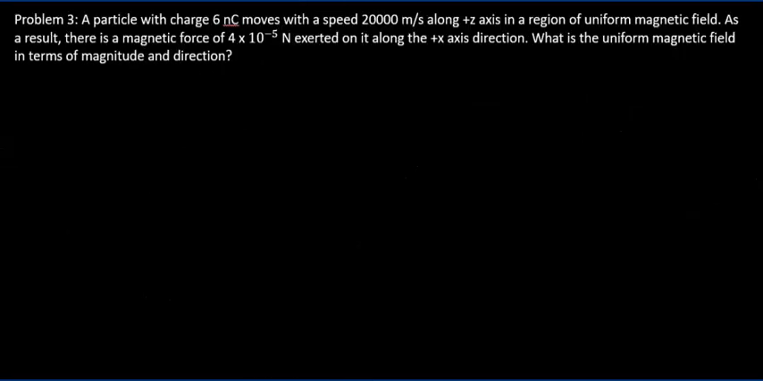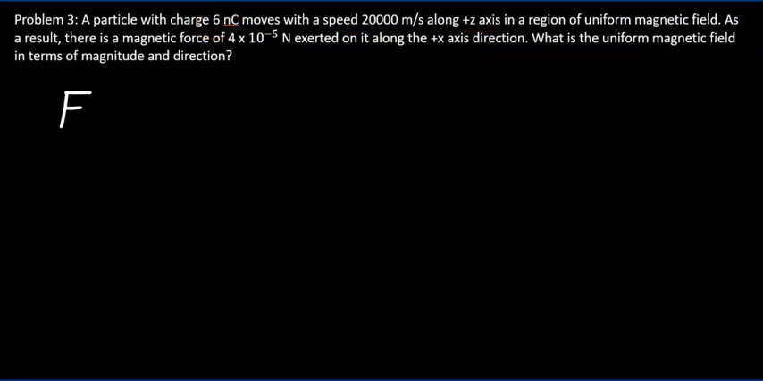Problem 3. A particle with charge 6 nanocoulomb moves with a speed of 2 times 10 to the power 4 meter per second along the positive z-axis in a region of uniform magnetic field. As a result, there is the magnetic force of this much newtons exerted on it along the positive x-axis direction. What is the uniform magnetic field in terms of magnitude and direction?